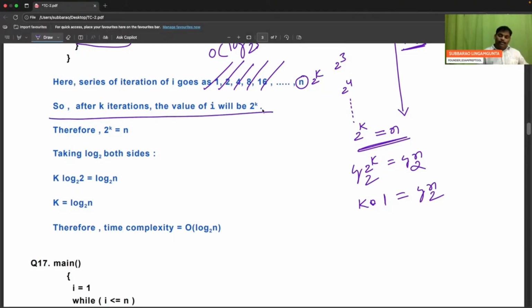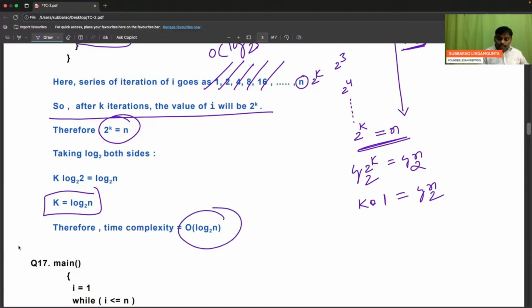Yes, exactly, this is the relation which happened. Apply log base 2 to both sides, and k became log n base 2. So you repeated k times, which is nothing but log n base 2 times. Afterward, this loop is terminated. So the time complexity is big O of log n.